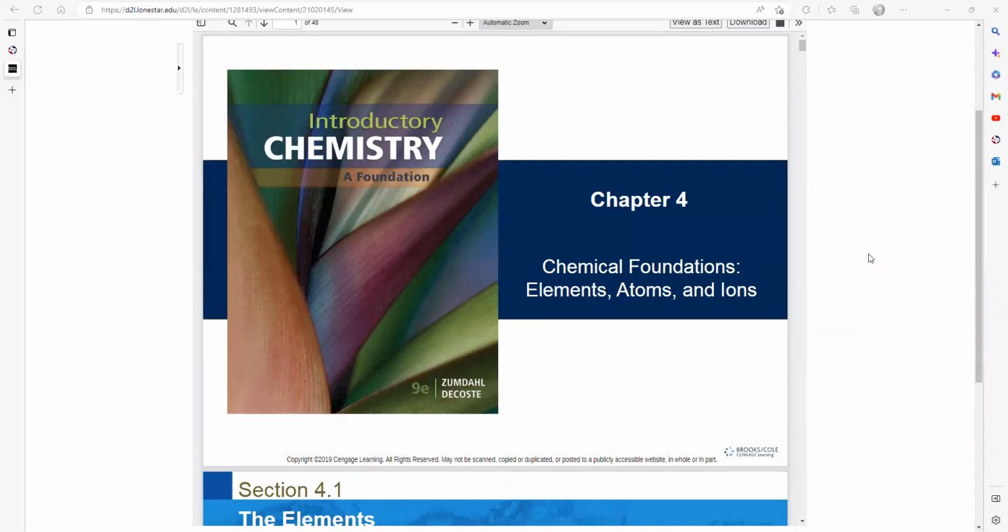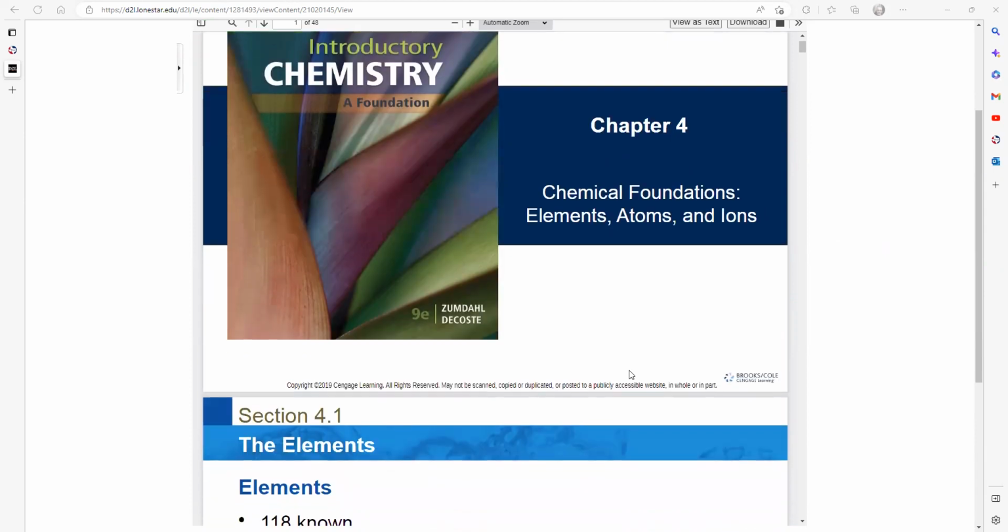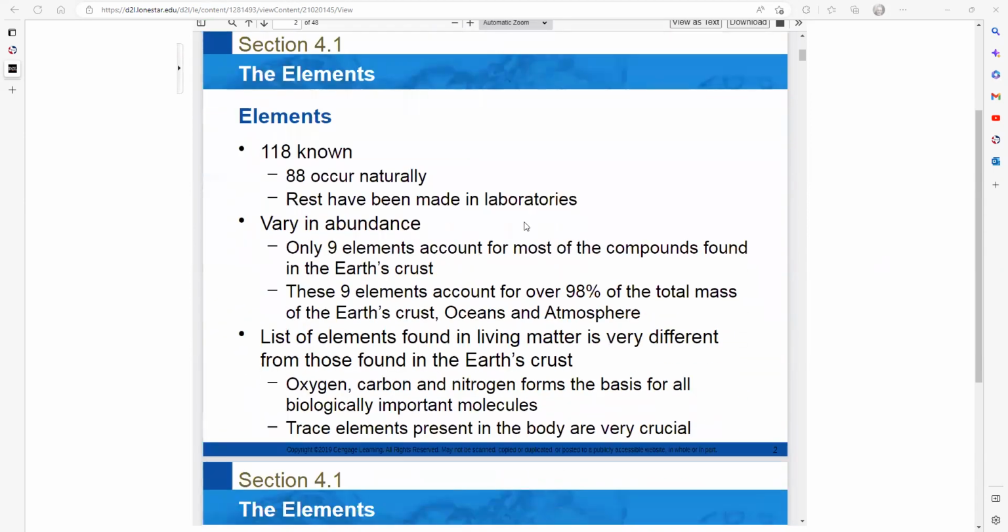Hello, dear students. Today we have chapter number 4, Chemical Foundations, Elements, Atoms, and Ions. We know until this moment 118 elements. 88 are in the environment in a natural way. The rest have been made in laboratories.